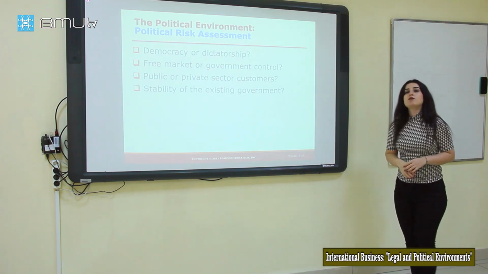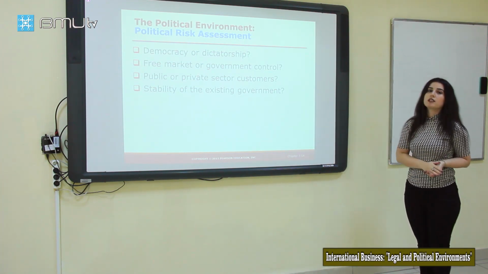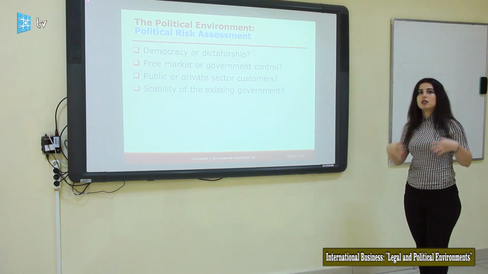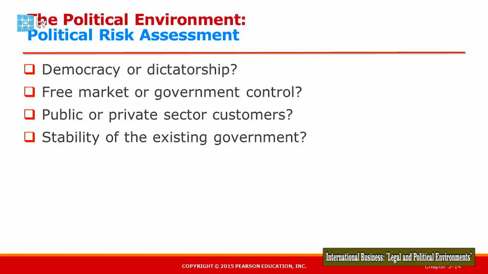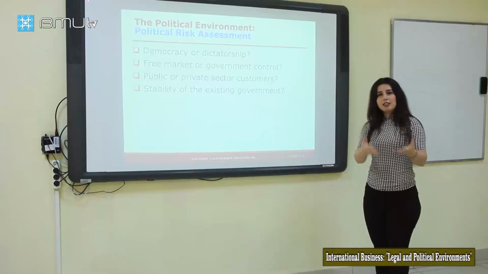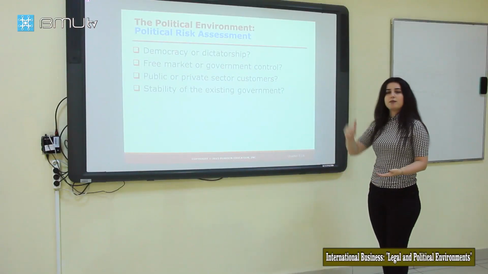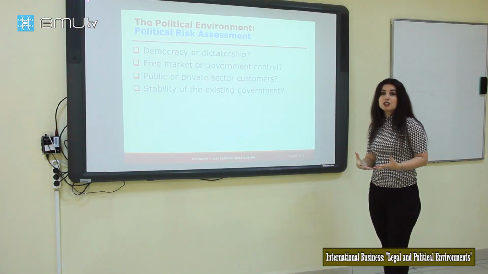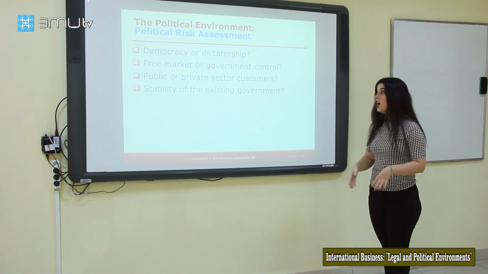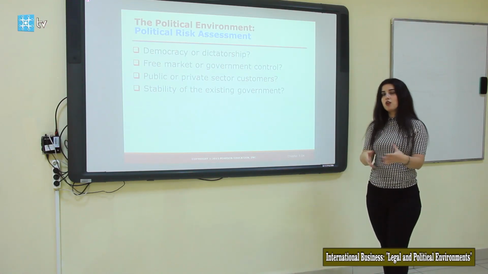And now we will learn about political risk assessment. We learned about some legal systems and political risk. Now there is a question: democracy or dictatorship, free market or government control, public or private sector customers, stability of the existing government. Yes, we can say democracy is better, but it depends on the situation which one is better, or stability of the existing government or not.